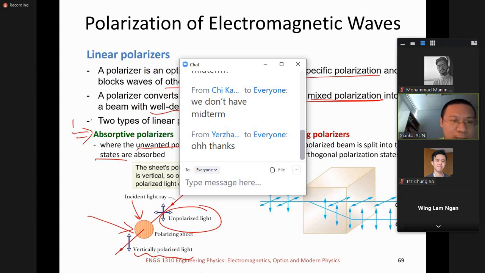All right, the second type is beam-splitting polarizers. In this case, the unpolarized beam is split into two beams with orthogonal polarization states. For example, here you have a mixed state, and after propagating through this beam-splitting polarizer, it's split into two parts. One is the O wave and the other is the E wave. The O wave has one polarization state, and the E wave has the orthogonal polarization state.